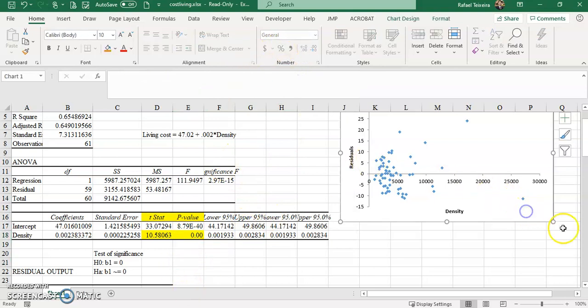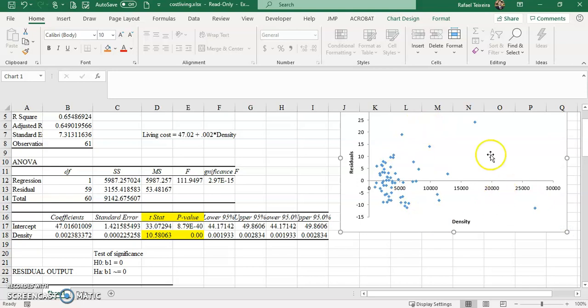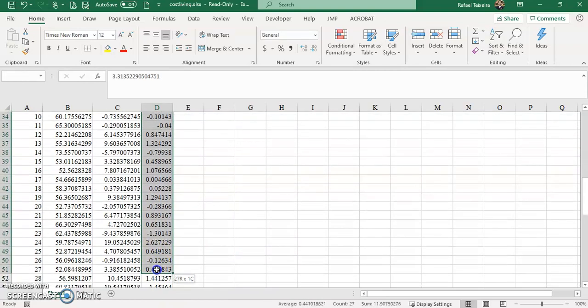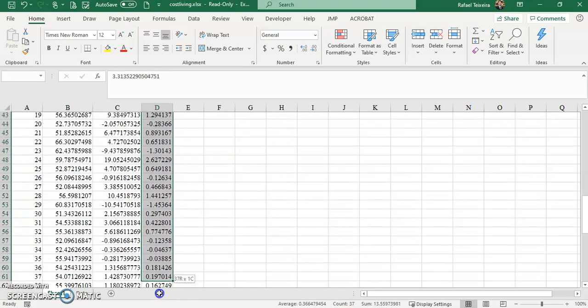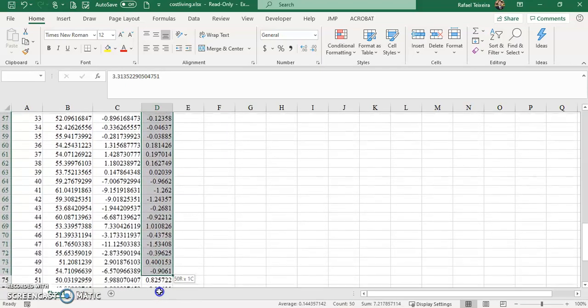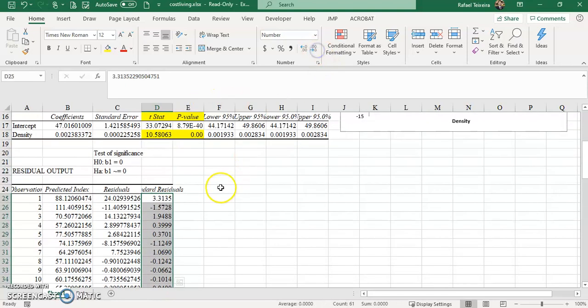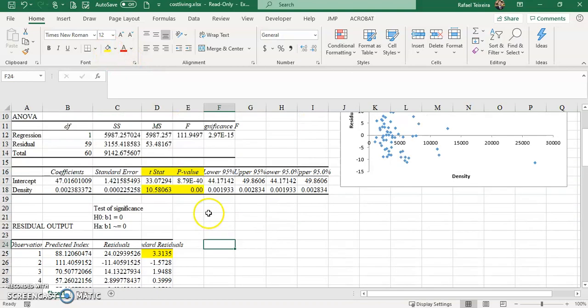And now I check the residuals. The residual plot doesn't look like we have constant variance because we have residuals that are much higher here. At the same time, if I scroll down and use the standardized residuals, I can see that some of the residuals are higher than 3 and smaller than -3. Let me reduce the number of decimal places. This one is too big, right? And that's it. This is how we analyze some of this information.